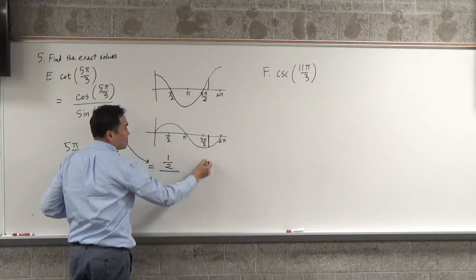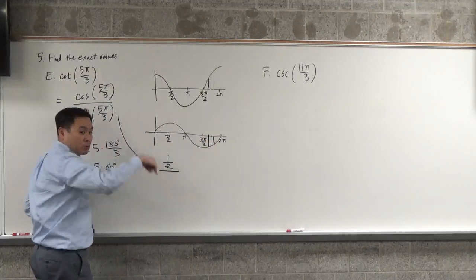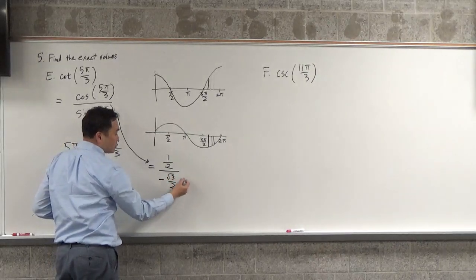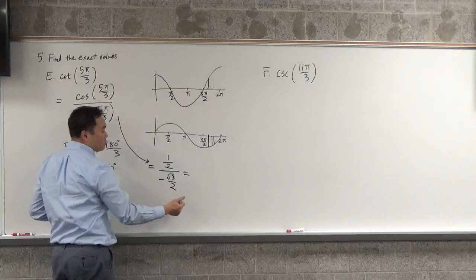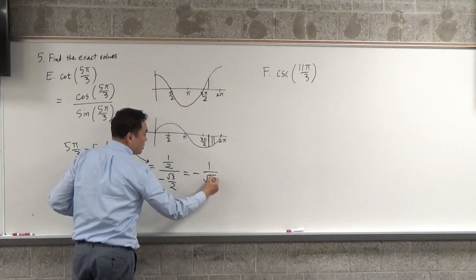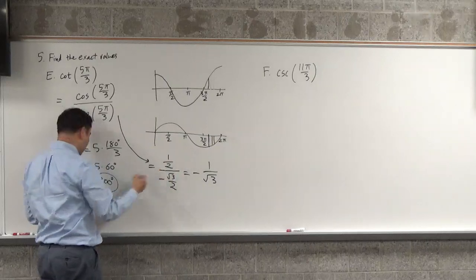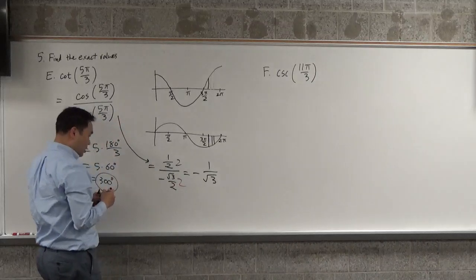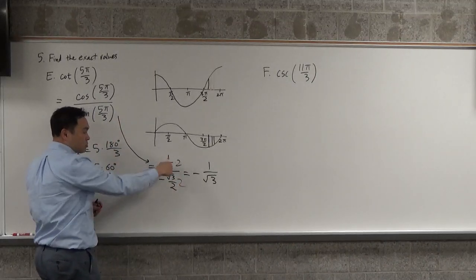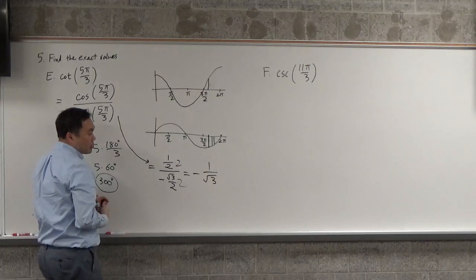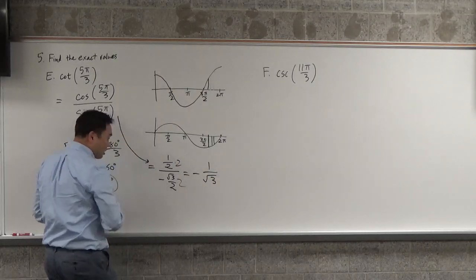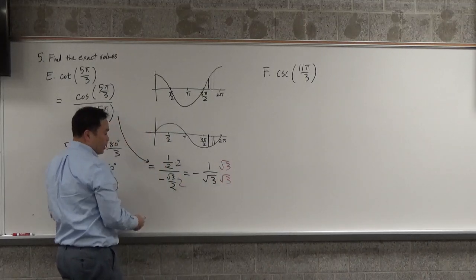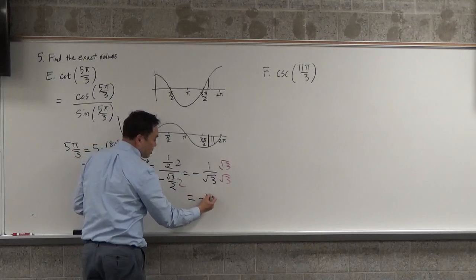How about the sine? It's also going down, so negative radical 3 over 2. Multiply top and bottom by 2, you get negative 1 over square root of 3, which cancels the denominators. And then you have to multiply square root of 3 top and bottom to rationalize the denominator. The final answer would be minus radical 3 over 3.